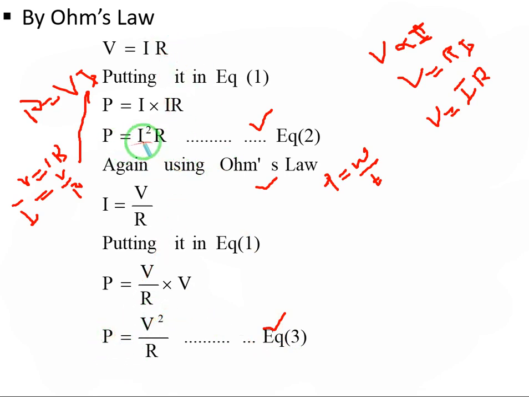So if the current is known, your power will be in terms of current. Once your voltage is known, your power will be in terms of voltage. So this was your lecture about the capacitor, Ohm's law, and the combination of series and parallel capacitors.